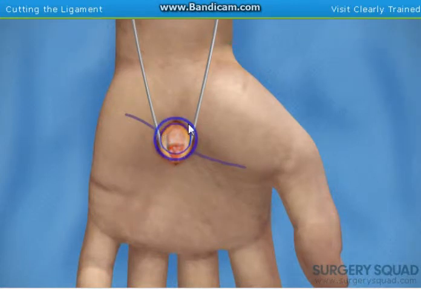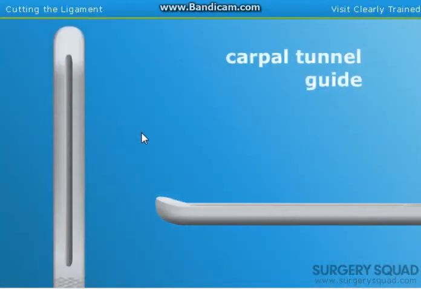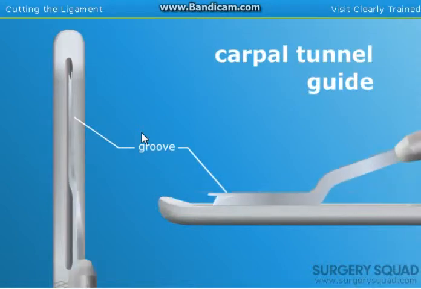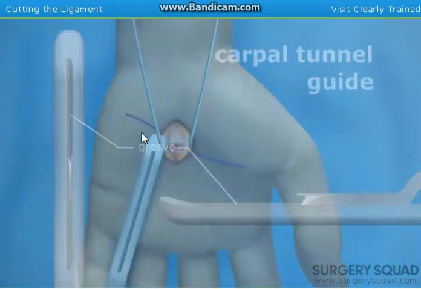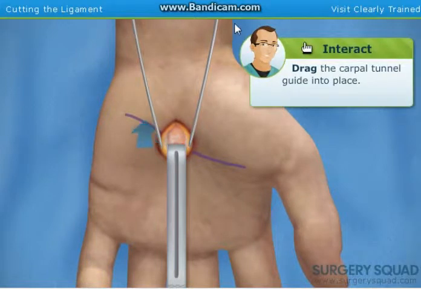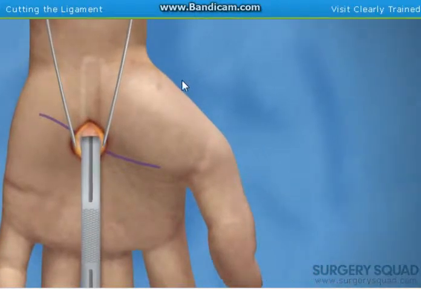With the transverse carpal ligament exposed, I'll need you to slip a carpal tunnel guide into the incision. This is a blunt-tipped instrument with a groove on the upper surface to accommodate a special knife. The carpal tunnel guide is placed down the carpal tunnel and underneath the ligament and is used to protect the underlying nerve and tendons. Go ahead and push the carpal tunnel guide into place. Once it's in position, you'll advance our special knife down the guide to split the carpal ligament.